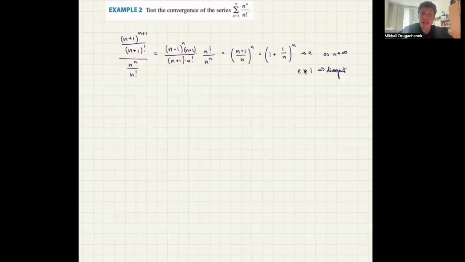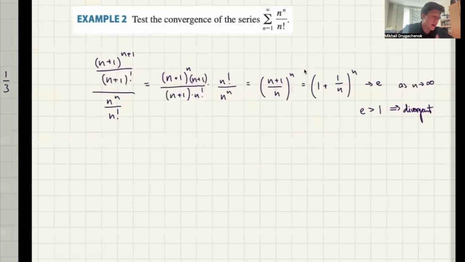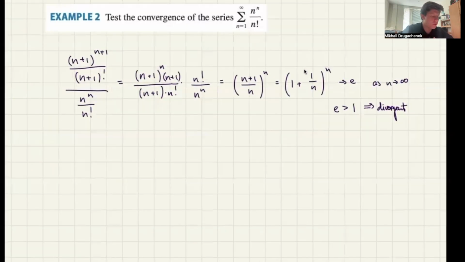Now let's go into the second example, which would have the second possibility of the ratio test. So we have the given series that we need to test for convergence. We set it up in the same way, only now we get rid of the absolute value since all the terms are going to be positive in this series.